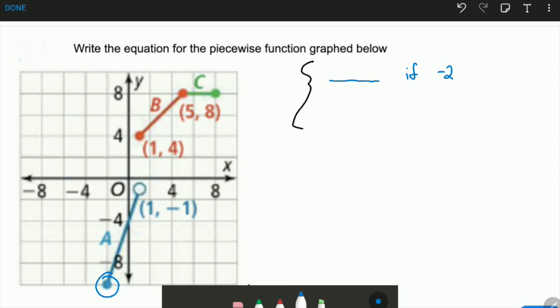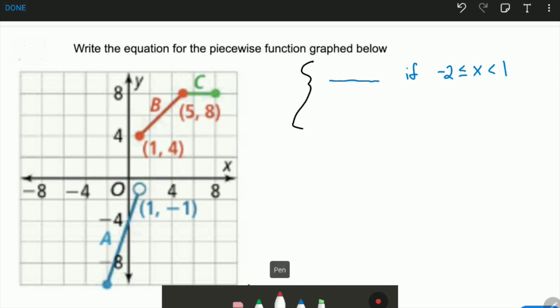Because this point on the left is a solid dot, we want less than or equal to x. On the right side is just less than, because it's an open dot, 1. So that's the first domain.